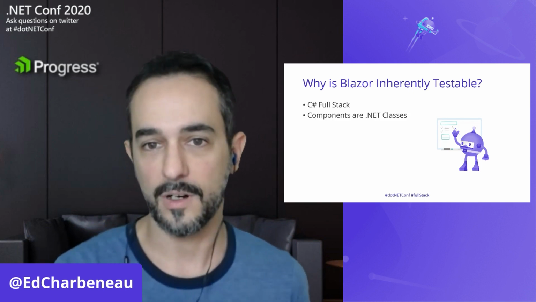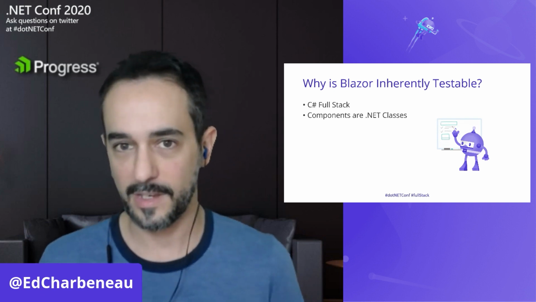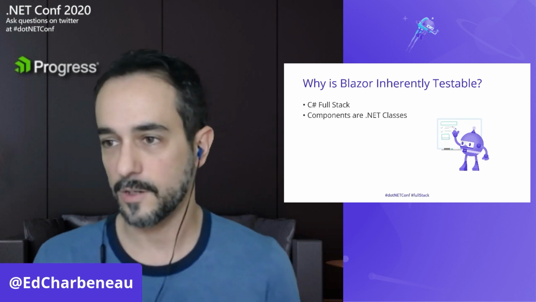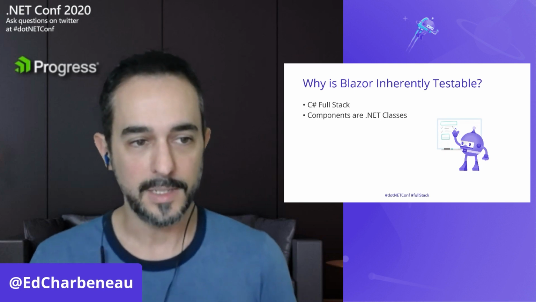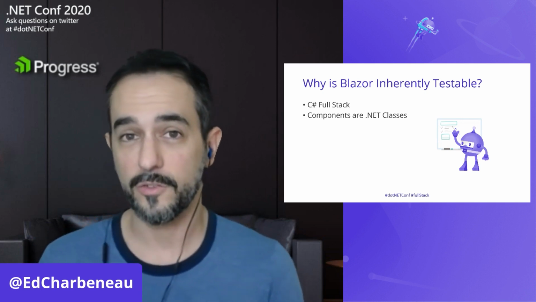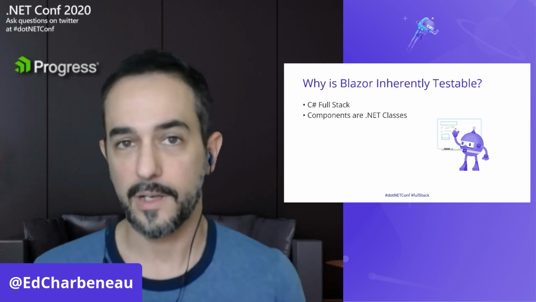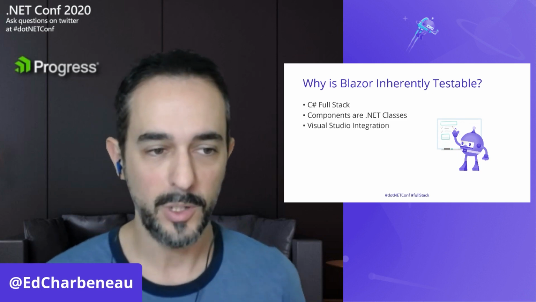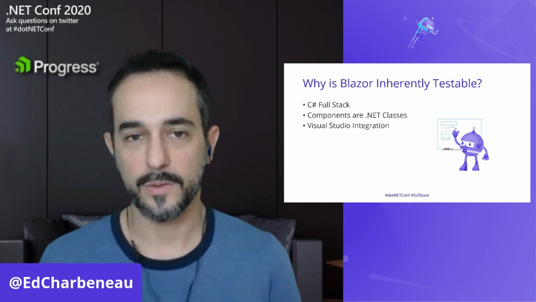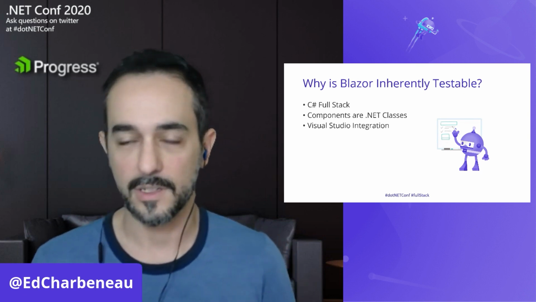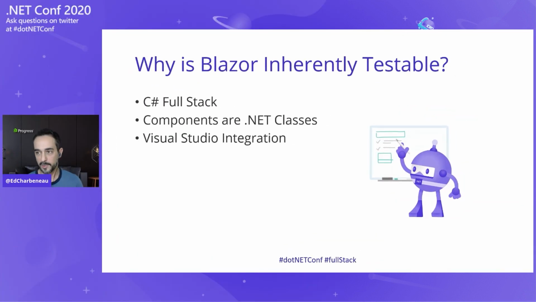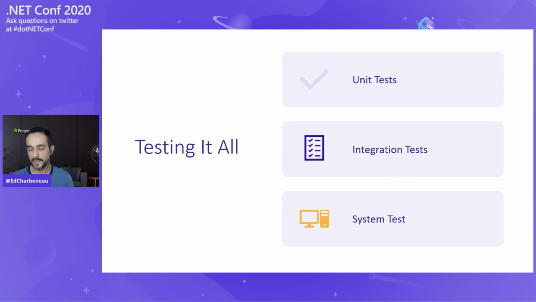So we can use our testing tools that we're used to to test not only the front end, but our shared and back end layers as well. Also, Blazor components themselves are just .NET classes, so there's a lot that we can do around testing components in Blazor. And Visual Studio integration is absolutely wonderful with unit testing in general. So we have that right out of the box for our front end of the application where we're not used to having all of that power. So we're going to talk about testing it all today.